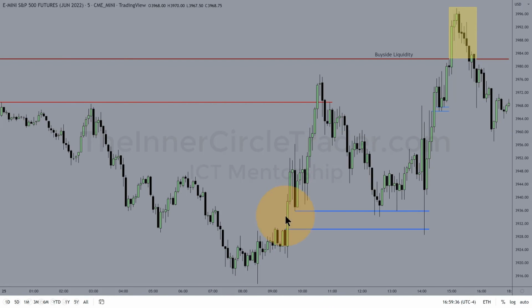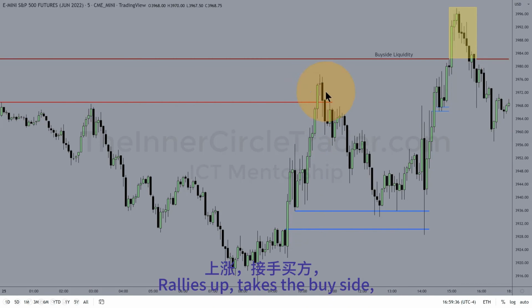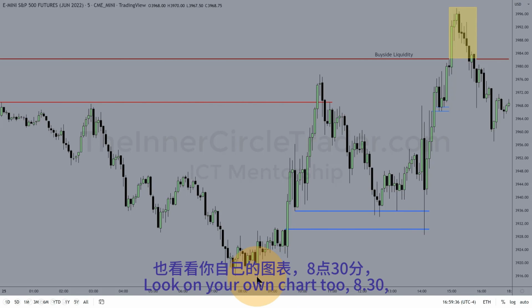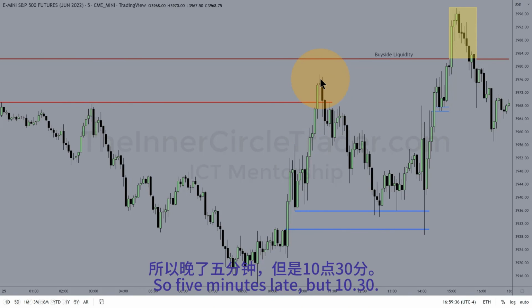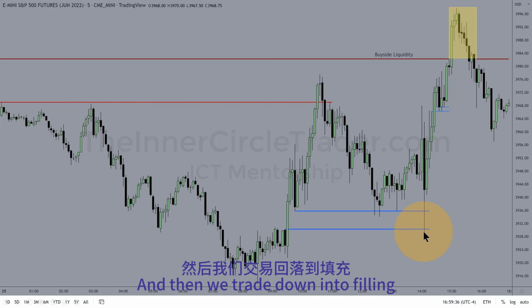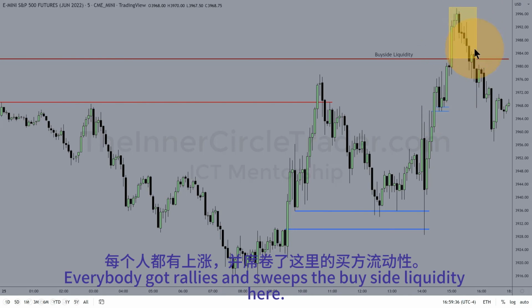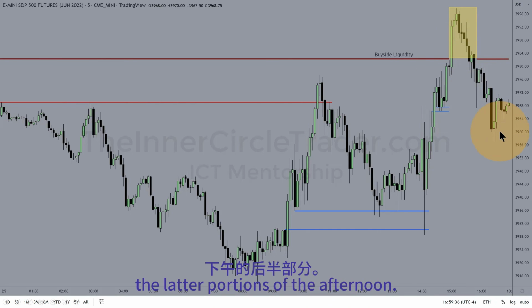5-minute chart. Here is that imbalance, but refined on a 5-minute chart. Rallies up, takes the buy side, drops back down in. Look at the turning points here. 8:30. Look on your own chart too. 8:30, 9:30, 10:35. So 5 minutes late, but 10:30. And then we trade down into fill in this imbalance here, and we rally. Small little imbalance here. Fair value gap rallies and sweeps the buy side liquidity here, and then goes up into the latter portions of the afternoon.